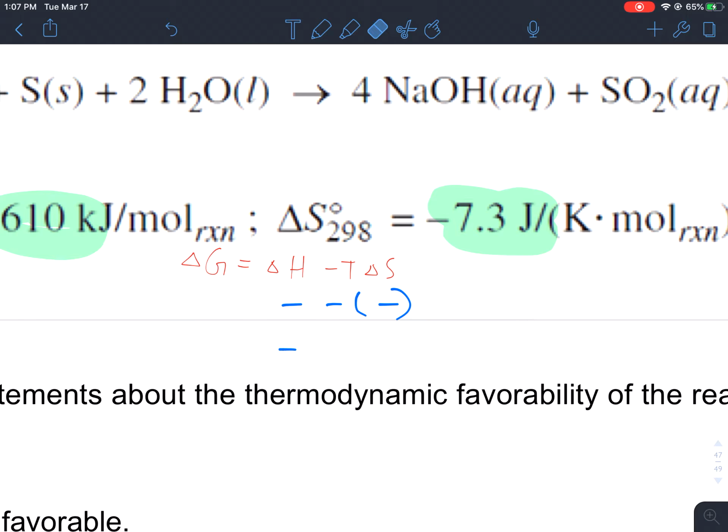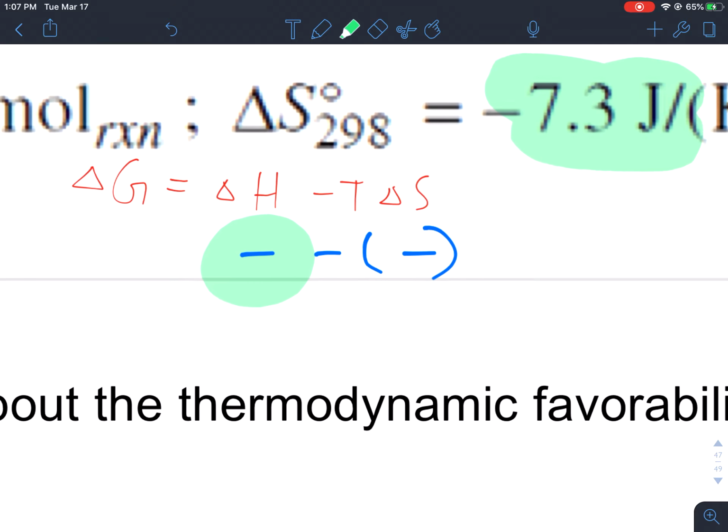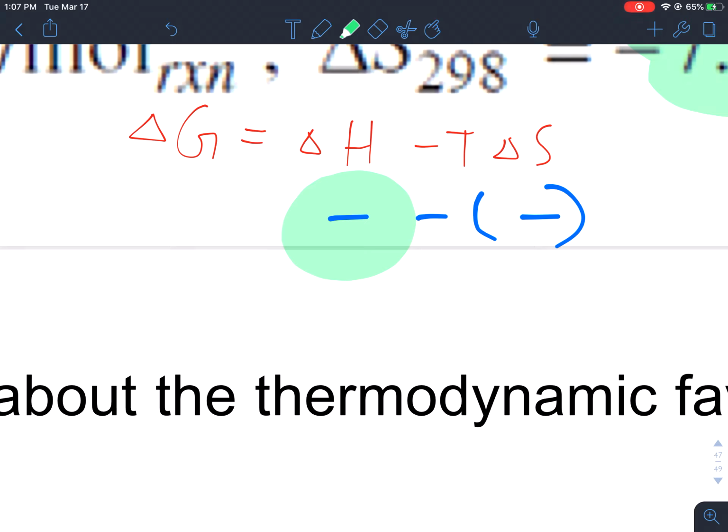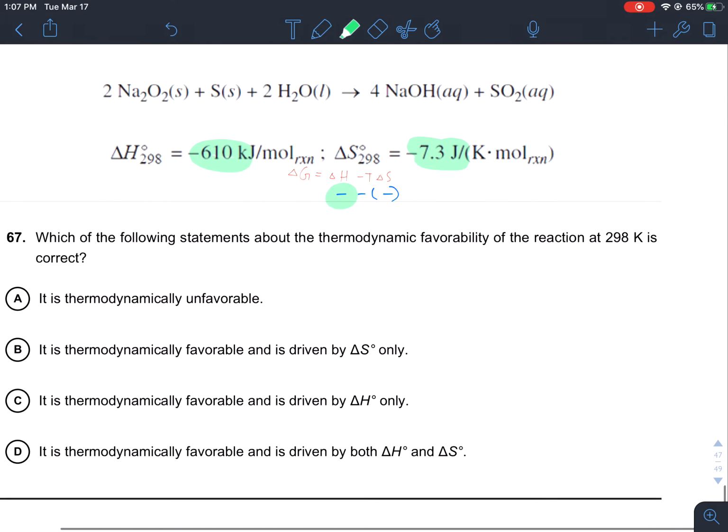Now, I just want you to see that your enthalpy is making this thermodynamically favorable until your temperature gets too big. If your temperature gets big enough, it'll make your delta S really powerful, and the T delta S will overcome the delta H. So, which of the following statements is true about the thermodynamic favorability of the reaction? It is thermodynamically unfavorable? No, it's thermodynamically favorable as long as temperature is low. It's thermodynamically favorable as driven by S only? No, that's not true.